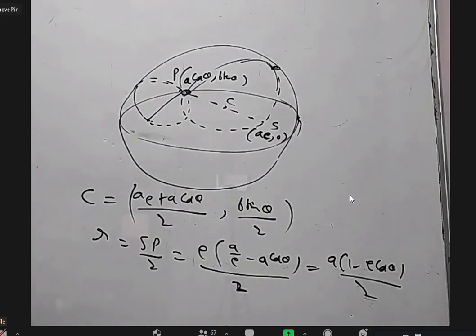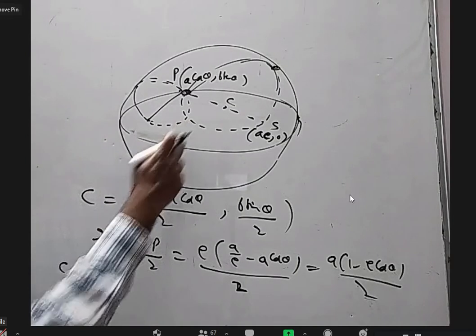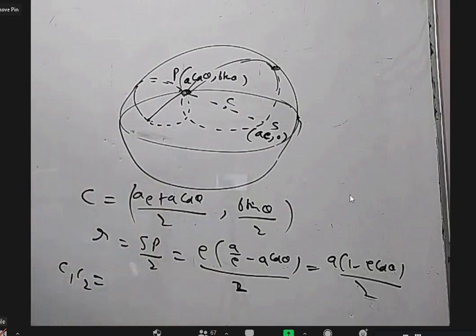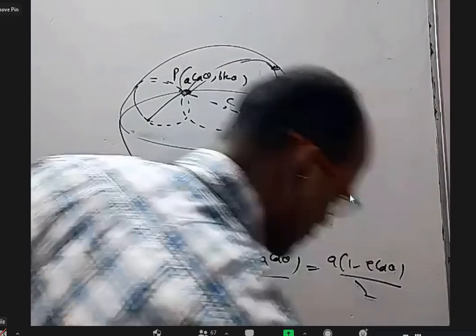Now, if I prove that they are touching, I have to prove C1C2 equals R1 plus R2 or R1 minus R2. What is the distance between the centers? This is 0, 0. This is this. So I'll get some perfect square. I need more place to write. I can redraw this figure once again if required.